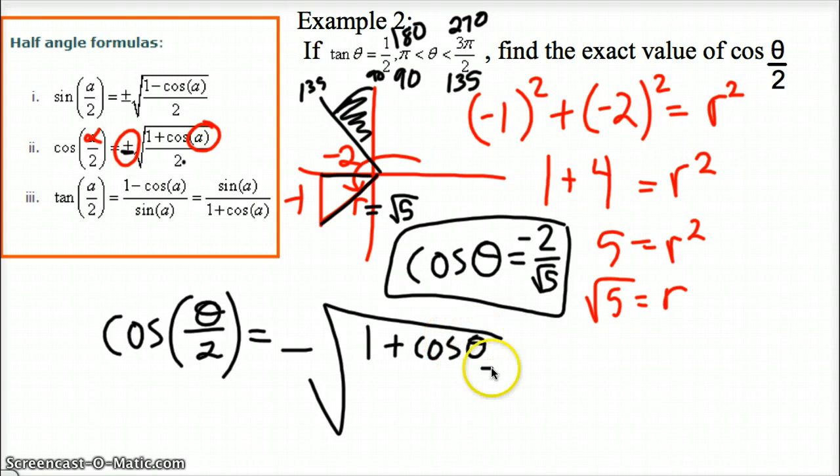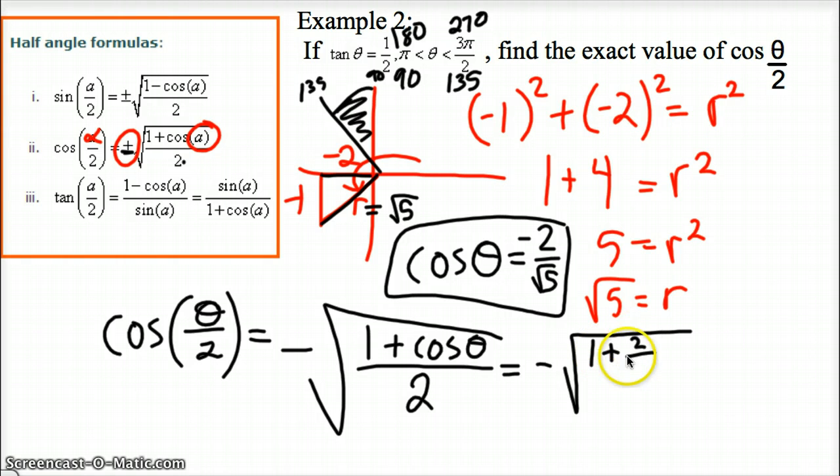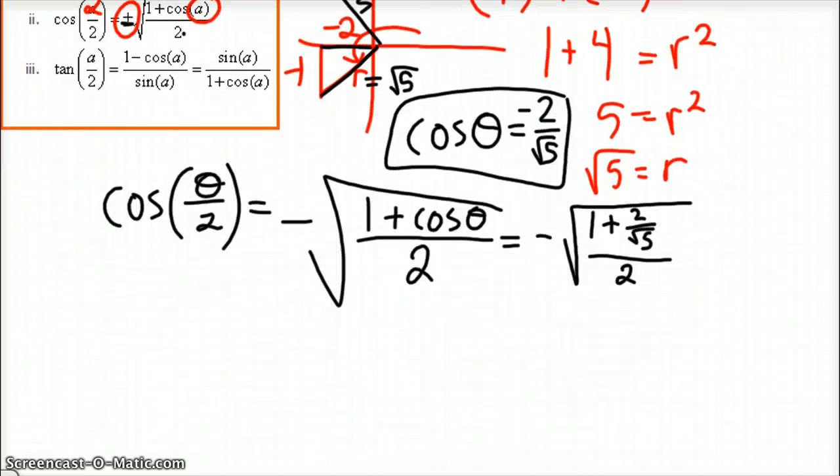So now we're going to plug into my formula accordingly. Plug in cosine of theta, keep my negative on the square root. So we have negative square root 1 plus negative 2 over square root of 5, all over 2. So I have this fraction within fraction, I have a radical in a denominator. All these things need to be fixed before I can give a proper answer.